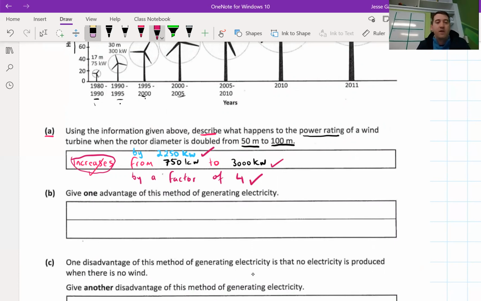Right, on to the next one. Give one advantage of using this method to generate electricity. So one good point about it. Pause the video and try to write down at least one advantage of generating electricity.